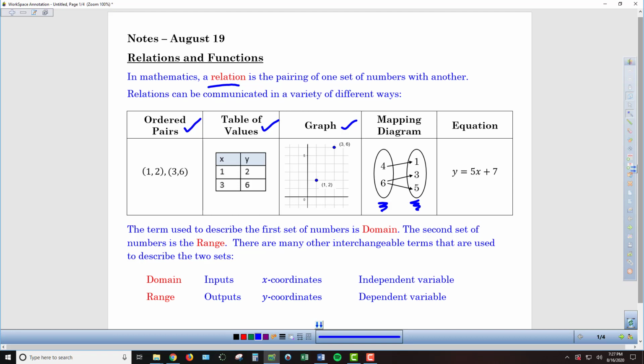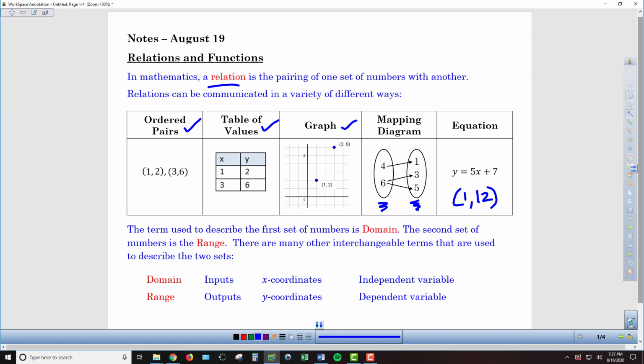And then finally, we could have a relation show how numbers are connected to each other via an equation. So if I plug in particular values for x, those will generate particular values for y. So when I plug in 1, for example, for x, if I go 5 times 1 and then add 7 to that, I'm going to end up with 12. So we get an input-output pair by plugging numbers in for x and generating y values.